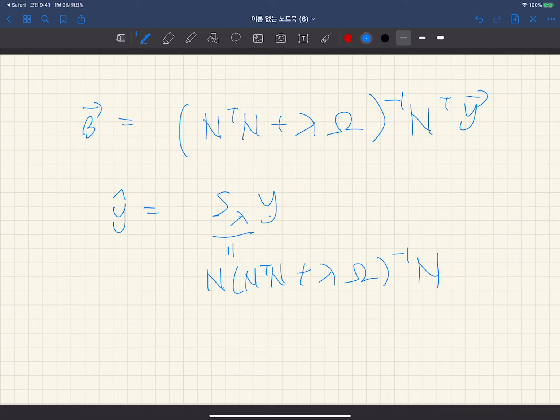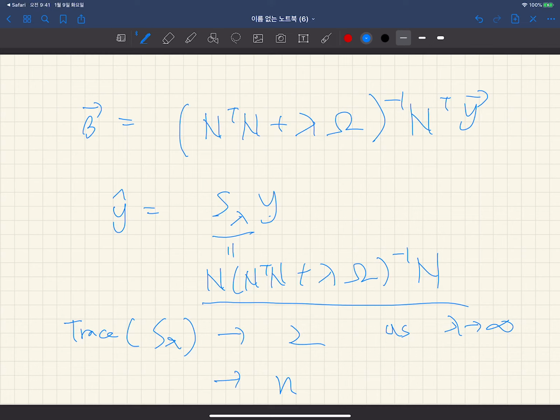Okay. So one very interesting remark here is that the trace of the S lambda matrix indicates some virtual degree of freedom. This goes to 2 as lambda goes to infinity. Essentially, when lambda goes to infinity, your solution becomes a linear function. And this goes to n as lambda goes to 0, which is basically interpolating every one of your training data points.